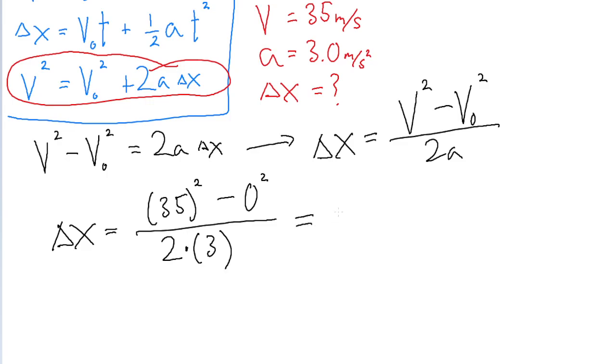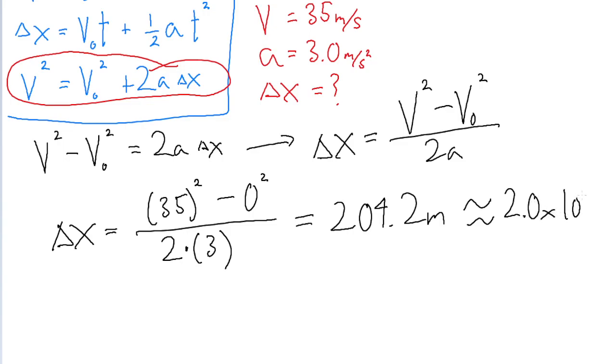And if we put that into a calculator, then we find a runway length, we find a change in distance, or a change in position, of 204.2 meters, which looks like the book rounds to about 2 times 10 to the power of 2 meters. So that is the answer to this problem.